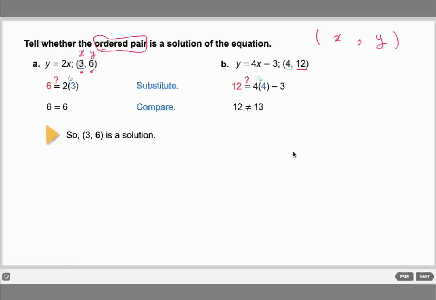What is not the solution? What are we checking? The 13? No. We are checking the ordered pair. We are not checking the 12. The ordered pair, 4 and 12. Yes, 4 and 12. So we are checking the ordered pair here, 4 and 12. So my heroes, 4 and 12 is not a solution. Okay, I think it's clear now.